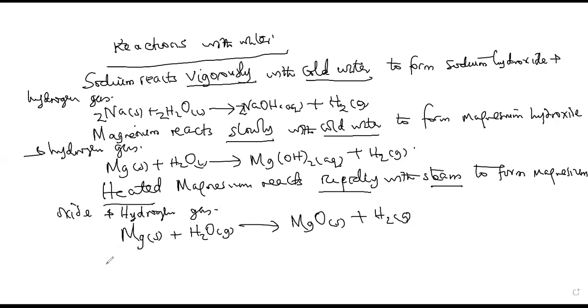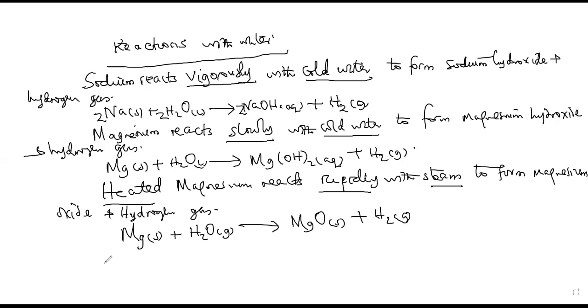Then the other element is aluminum, but aluminum doesn't react with water because of the protective layer of aluminum oxide. But when this layer is removed, heated aluminum reacts with steam to form aluminum oxide and the hydrogen. But the first point, you need to first mention it. I'm reading it, you have to first write it. When you're asked to describe the reactions of period 3 elements with water and you reach aluminum, first tell me that aluminum doesn't react with water and give us the reason, because of the protective layer of aluminum oxide.